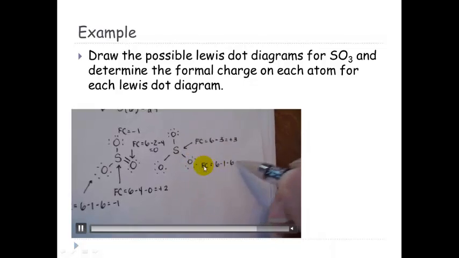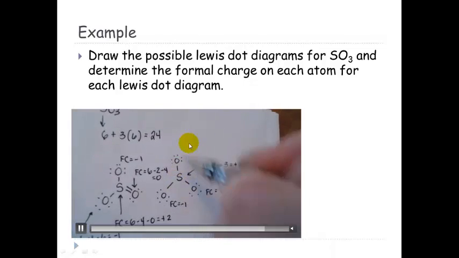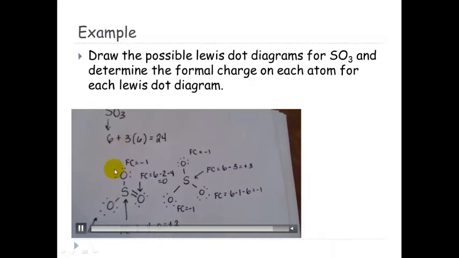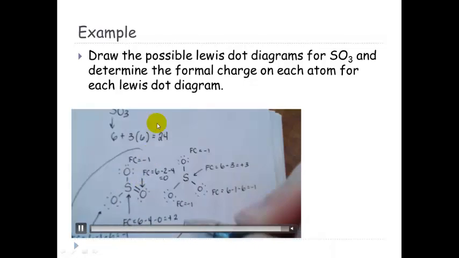This sulfur is 6 valence electrons, minus 3 in bonds, minus 0 non-bonded for plus 3. And each oxygen is 6 minus 1 in bonds, minus 6 is -1. So -1, -1, -1, and positive 3. We can see that the first Lewis dot diagram is the correct one because it has lower formal charges. They still all add up to 0.